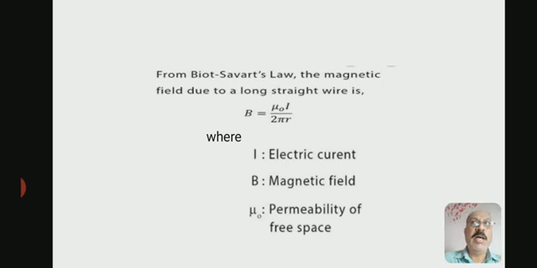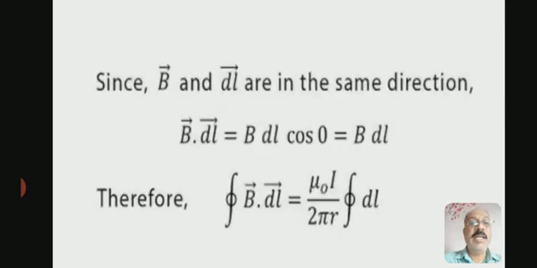From the Biot-Savart law, already all of you know, the magnetic field due to a long straight wire is B is equal to mu naught I divided by 2 pi r, where I is the electric current in the conductor, B is the magnetic field, and mu naught is the permeability of free space. Since B and dl are in the same direction, B dot dl is equal to B dl cos 0, that is equal to B dl. So the integral over the closed loop of B dot dl is equal to mu naught I divided by 2 pi r times the integral over the closed loop of dl.